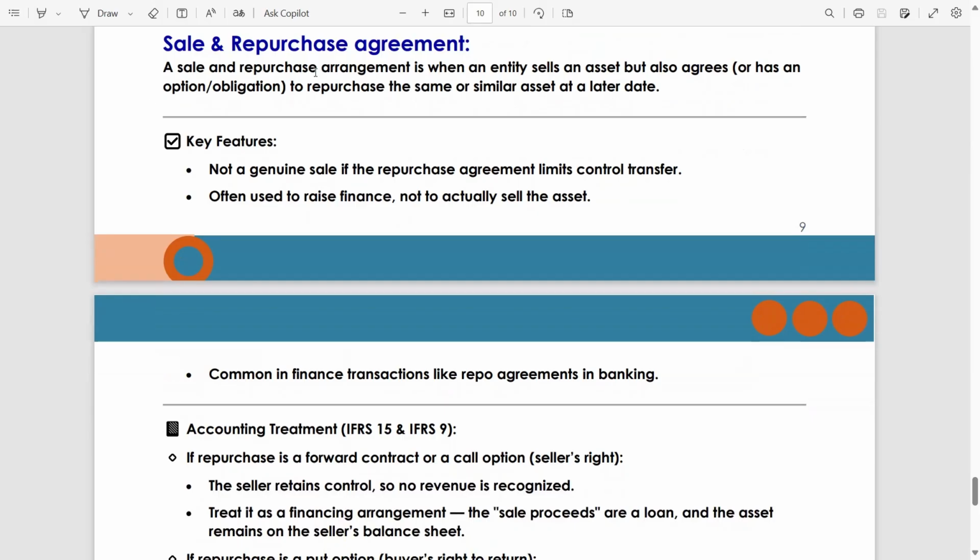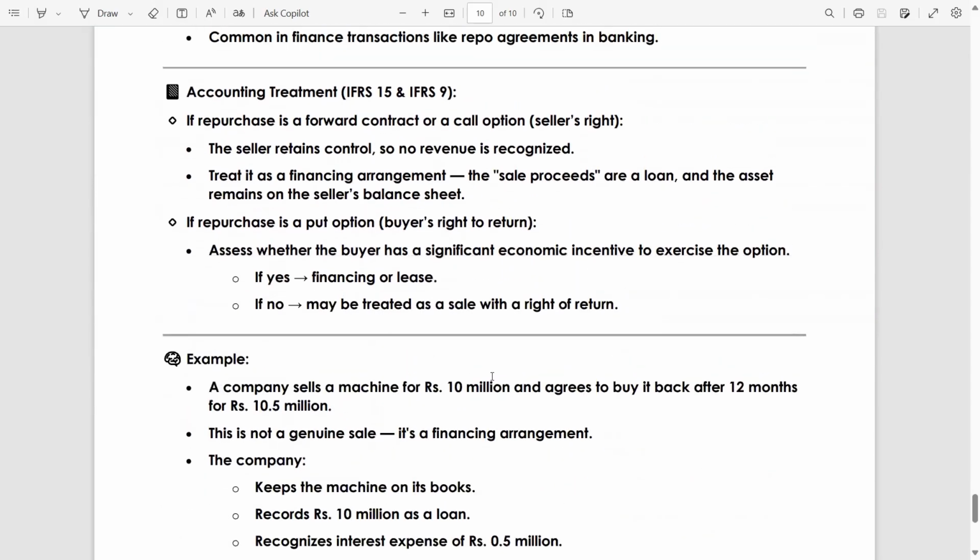A sale and repurchase arrangement is when an entity sells an asset but also agrees, or has an option or obligation, to repurchase the same or similar asset at a later date. Key features: not a genuine sale if the repurchase agreement limits control transfer. Often used to raise finance, not to actually sell the asset. Common in finance transactions like repo, repurchase agreements in banking. Accounting treatment: IFRS 15, IFRS 9.